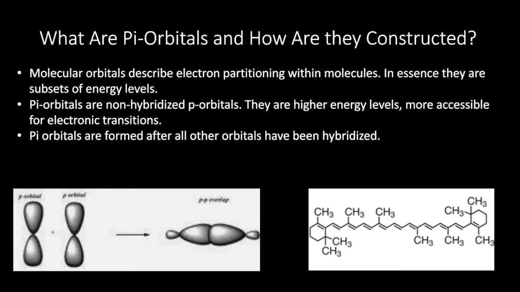And so molecular orbitals describe certain subsets of energy levels, or how electrons are partitioned within an energy level. And in the pi-conjugated systems, these energy levels that we're dealing with are accessible within the visible energy range. So you're able to have transitions where visible light will allow for absorbance into higher excited states.